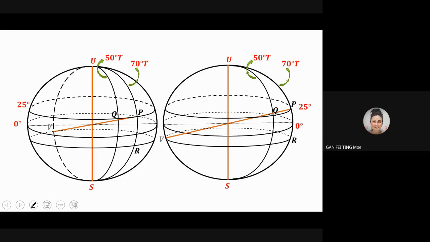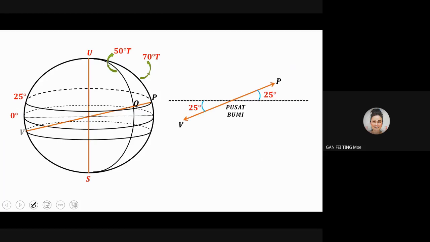You can see that in this line, this is the equator, which is your 0. From here to here is 25, and here to here will also be 25. Why? Due to opposite angles. So your answer appeared. Your answer should be 25 south. And how many marks is this? 2 marks. By having this, you already get your 2 marks.